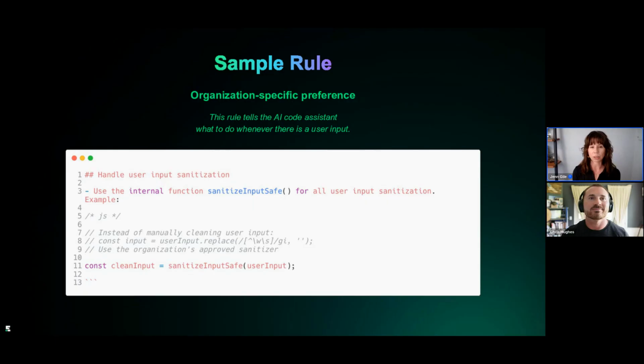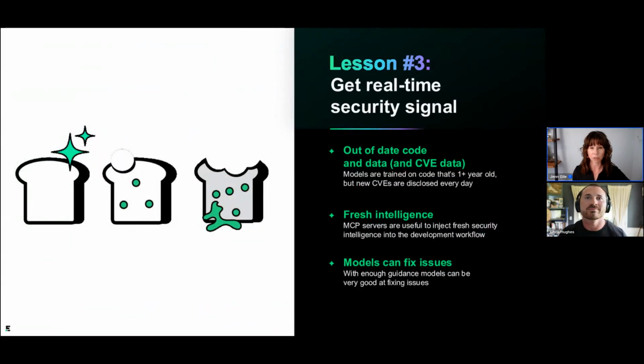So what does a rule look like? This is a very simple rule for setting a preference around user input. What I would do is copy this into my Cursor instance, or however you manage your organization. And this would ensure that I would have properly constructed user inputs.